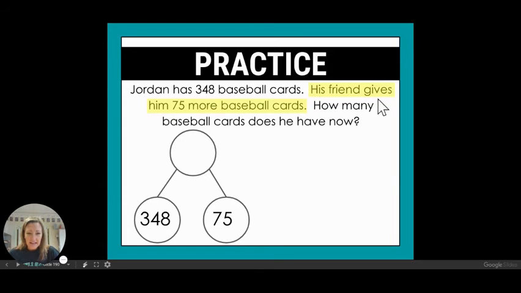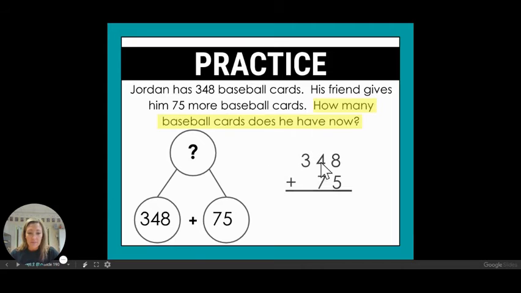So let's see if our last sentence matches up if it's asking us for our whole, our total. The last sentence says, how many baseball cards does he have now? So I want to know from what he started with and what his friend gave him, how many does he have? So that means I am missing my whole. And so when I'm missing my whole, I have to add my two parts together. So I'm going to add 348 plus 75.